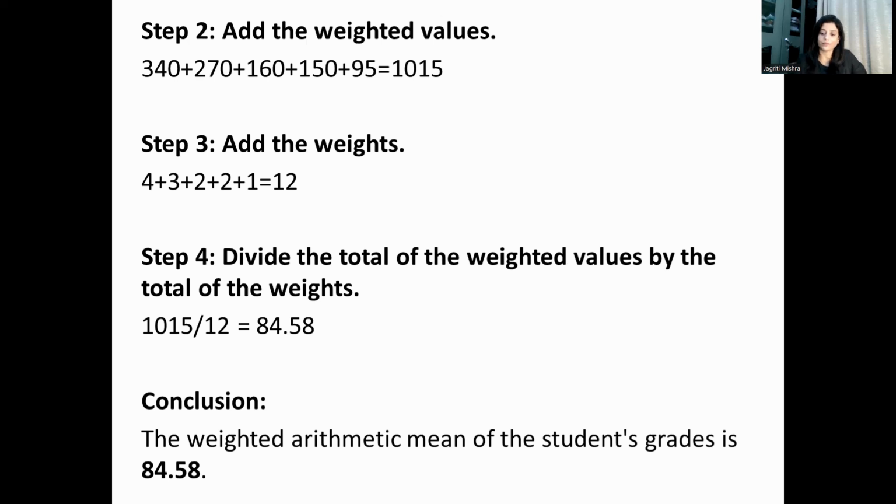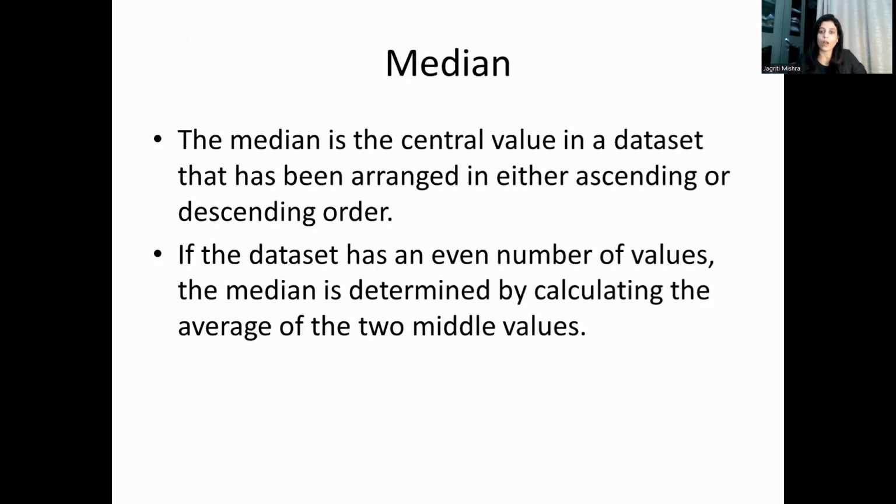So the weighted arithmetic mean in this sum of the student is 84.58. Now we move on to the next concept, that is Median. Median is the central value in a data set.